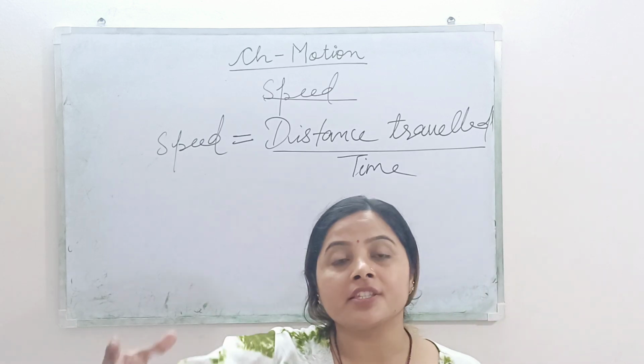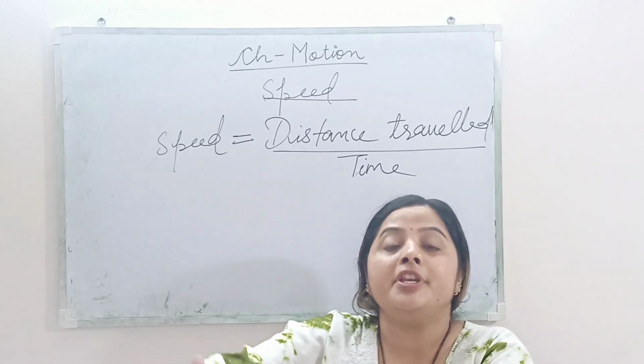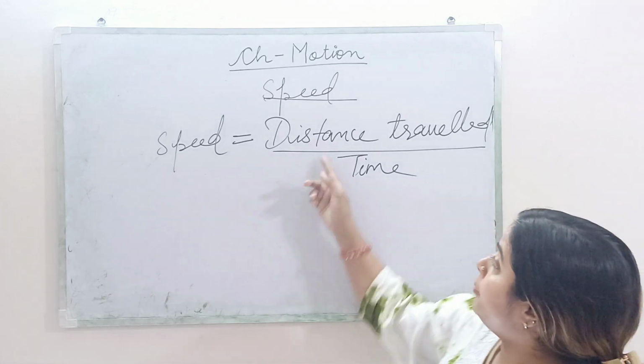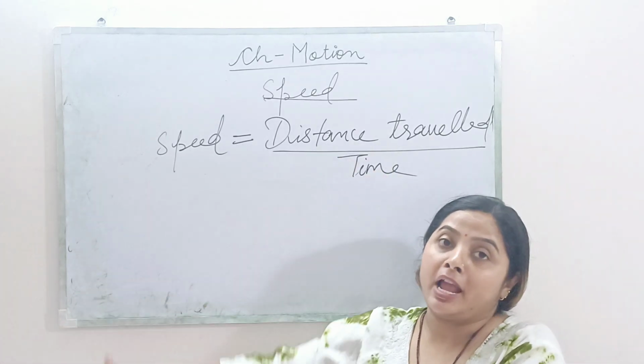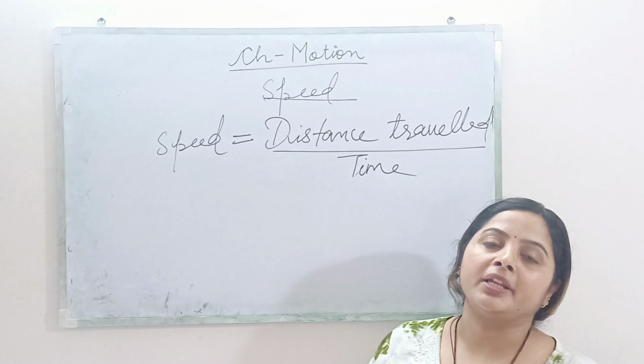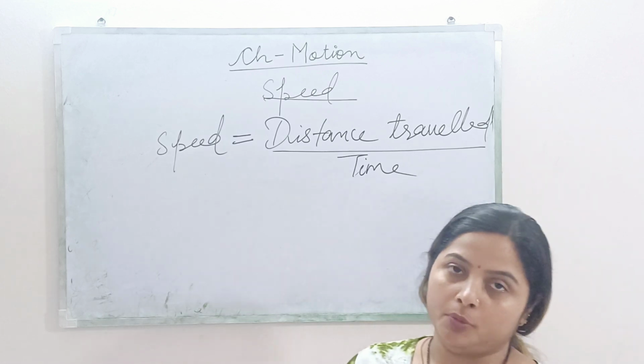Whatever the distance is traveled in every unit time. Per unit time means in every unit time, whatever distance is traveled by the body, that is known as the speed of the body.